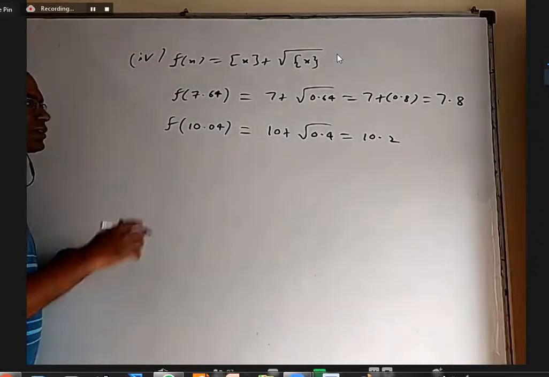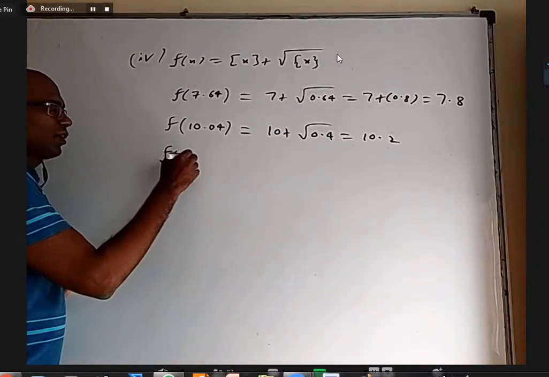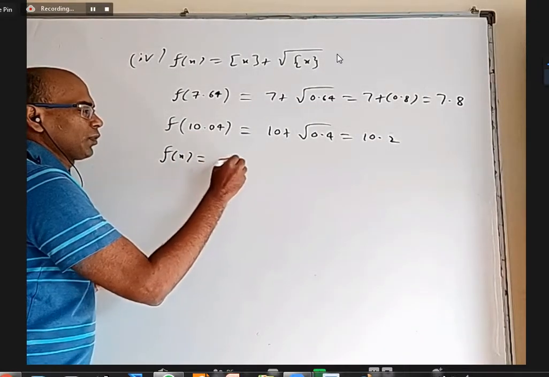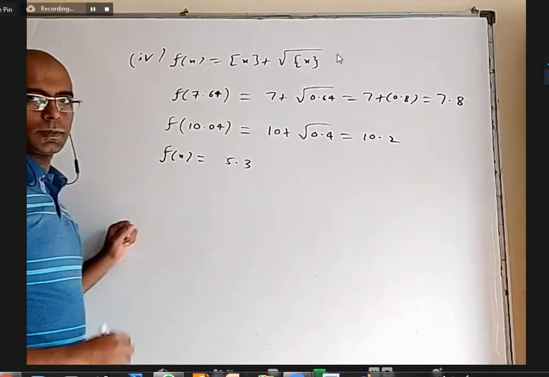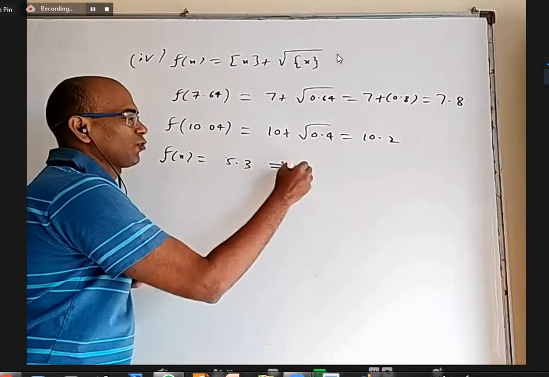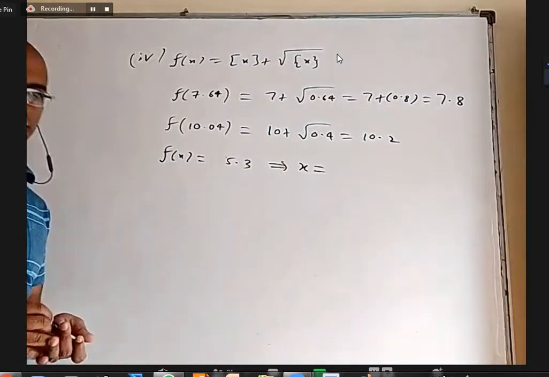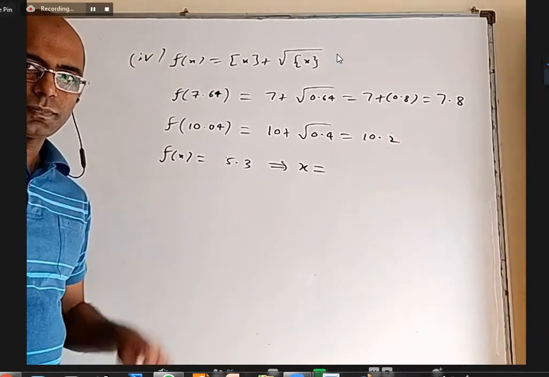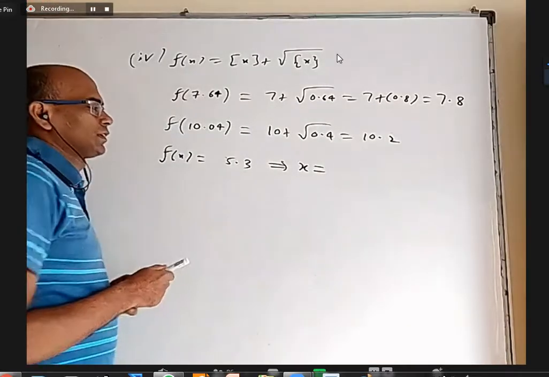But let me ask in reverse. f of x is equal to, let us say, 5.3. Let us see, somebody can tell what is x. Sir, 5.09. 5.09. It should be 5.09.